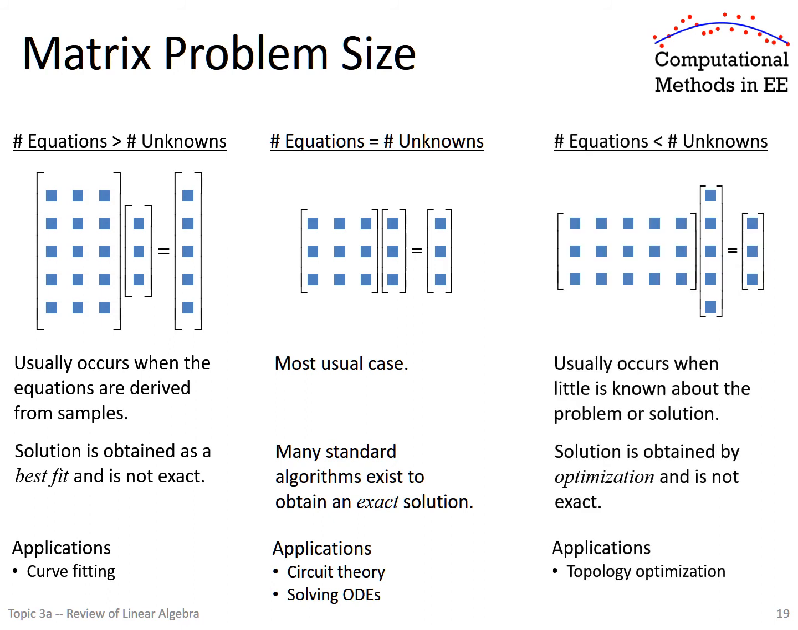Well, there's the other situation where we have more unknowns than we have equations. So we don't even have enough information to solve our problem. This happens in optimization, and we will definitely get to that before the end of the semester.